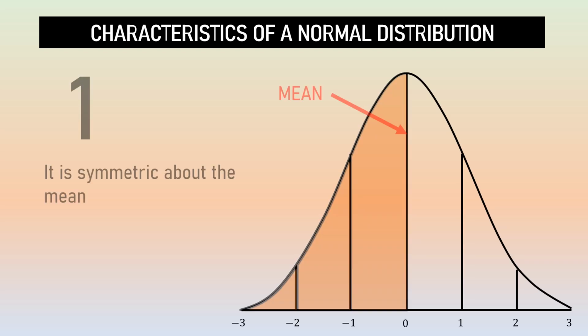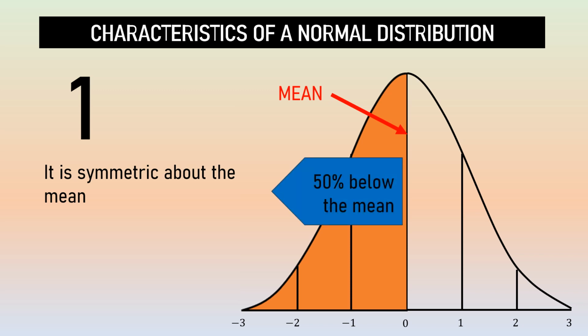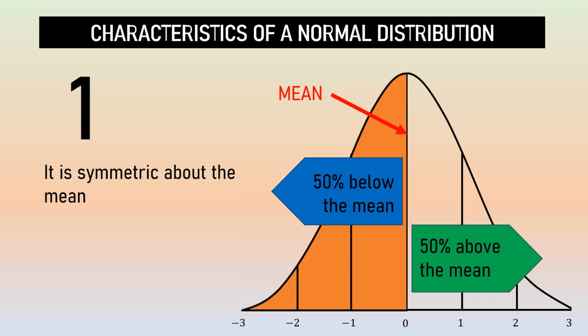First, a normal distribution is symmetric about the mean. This means that 50% of data are below the mean, while the other 50% are above the mean.